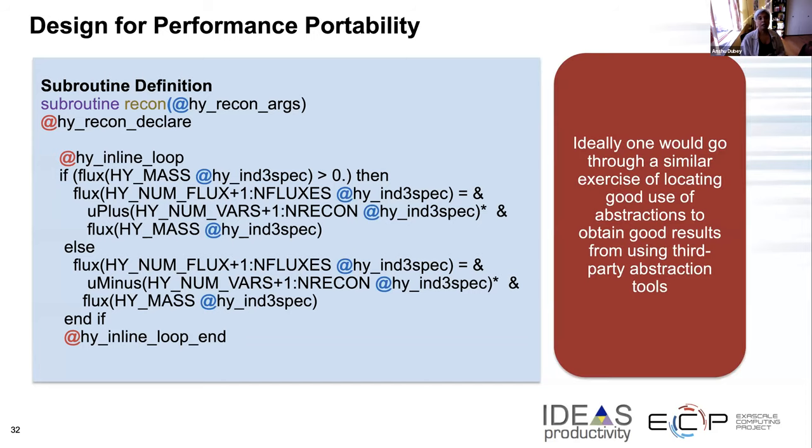So ideally, whether one is doing it with such simple tools one writes, leveraging community tools, or using abstraction tools like Kokkos and RAJA, good results can only be obtained if one goes through a similar exercise of locating good use of abstractions, and that's the only way of obtaining good results from third-party abstraction tools.